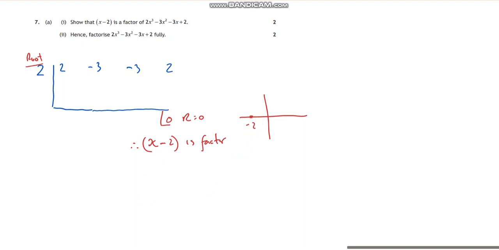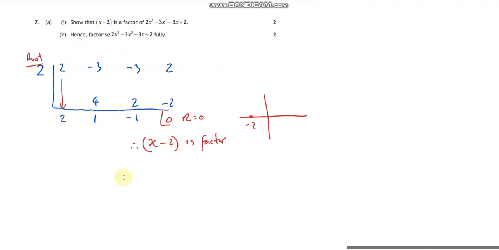So let's work it through then. The first thing you do is pull this 2 down here. This 2 pops up down there. And we're going to multiply and then add. So it's multiply and add vertically. So 2 times 2 is 4. 1, 2, 3, -1, and -2 and 0. Fantastic. So remainder is 0, therefore it's a factor. Make sure you write that.